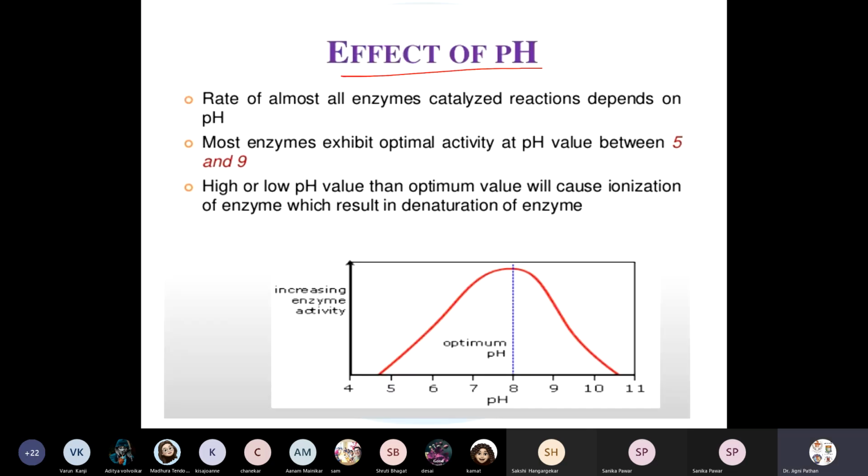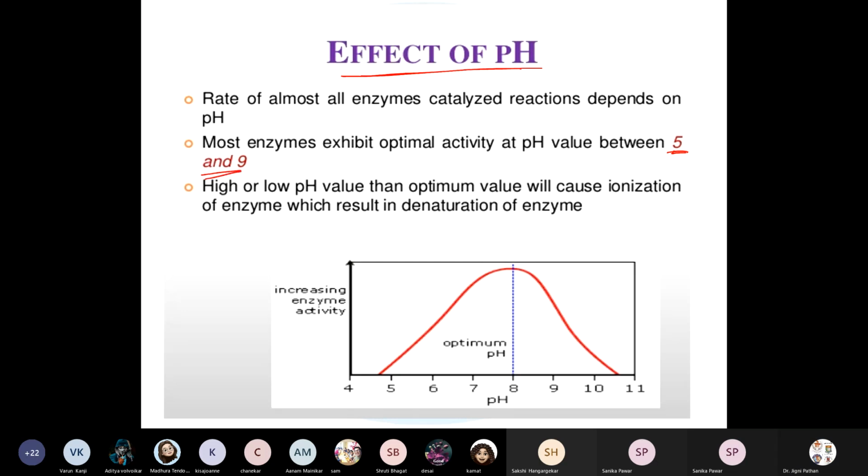Effect of pH. Most enzymes exhibit optimum activity in a pH range from 5 to 9. A high or low pH value than the optimum value will cause denaturation of the enzyme by ionization.